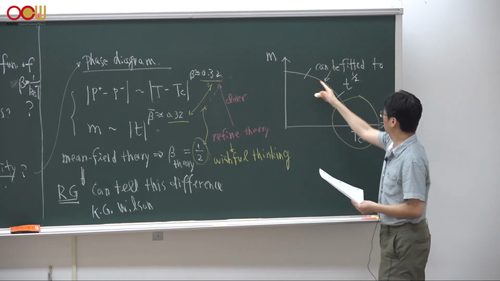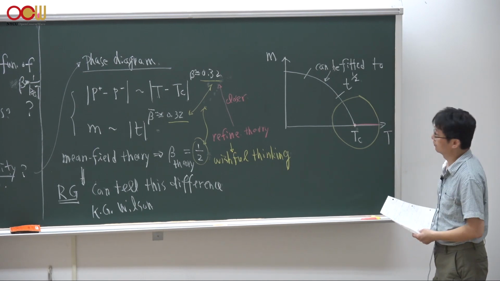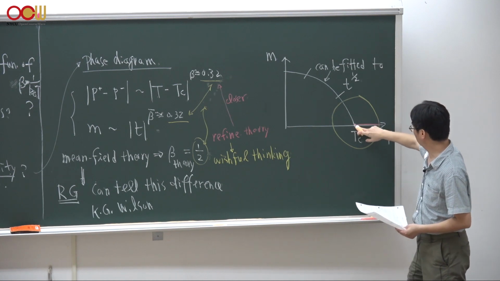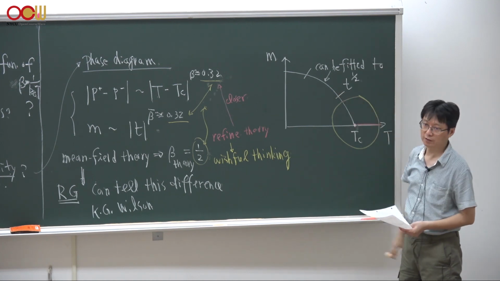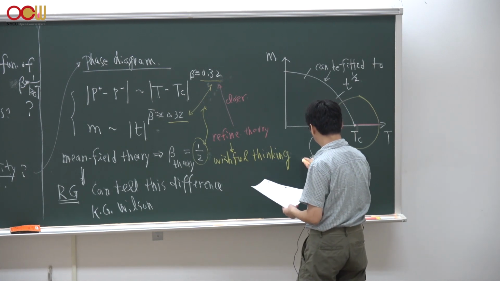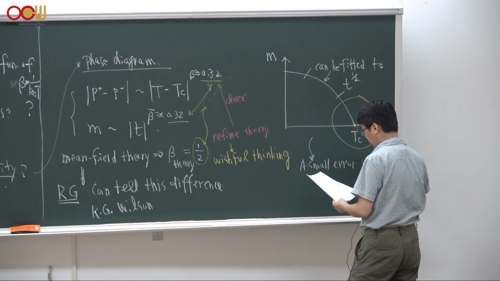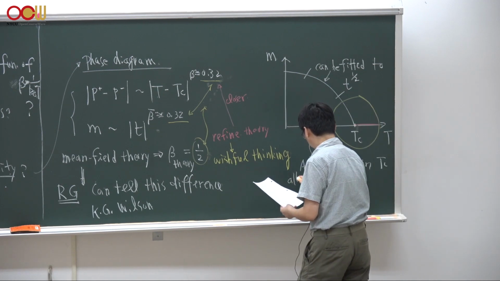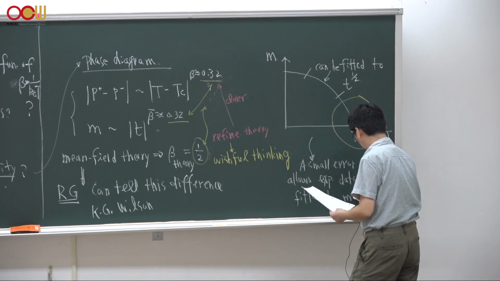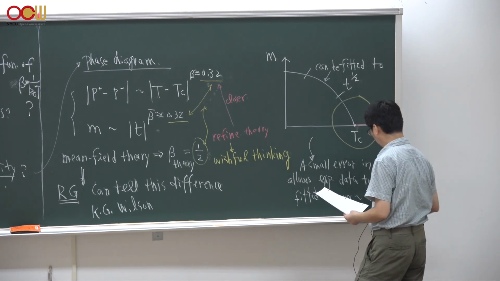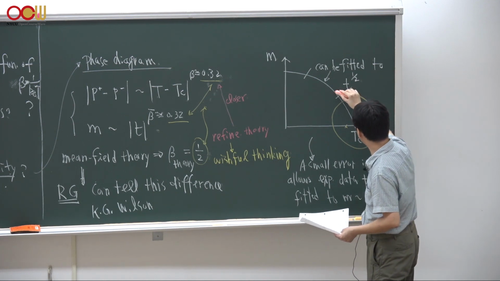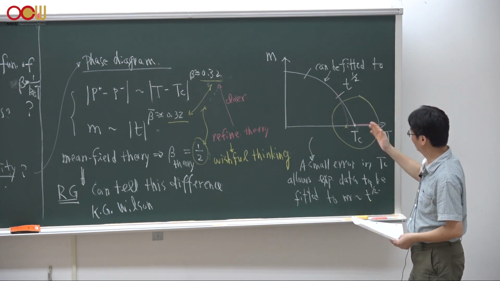Okay, this part of the data may be fitted to the square root of temperature. However, as temperature gets closer and closer to Tc, this kind of fitting doesn't work anymore. Another remark is that a small error in determining Tc experimentally allows this experimental data to be fitted to this square root behavior. In other words, suppose Tc is not here, but here, this function actually changes to another power.